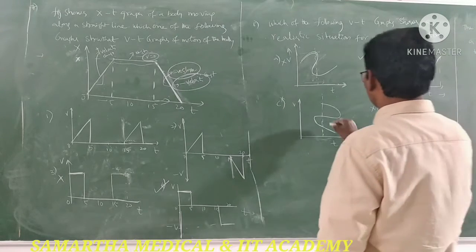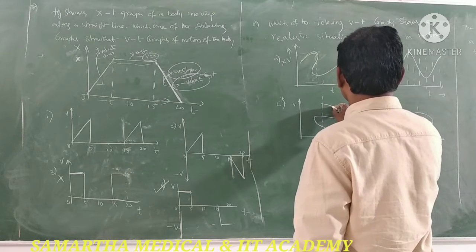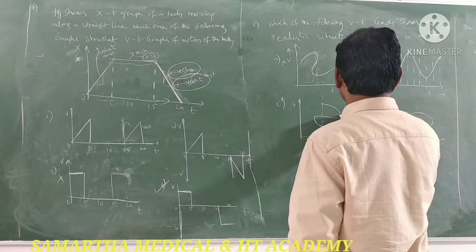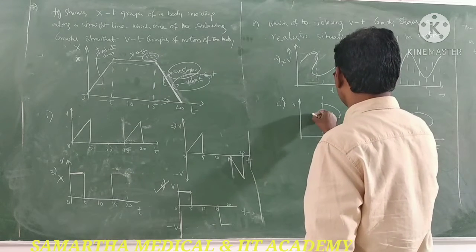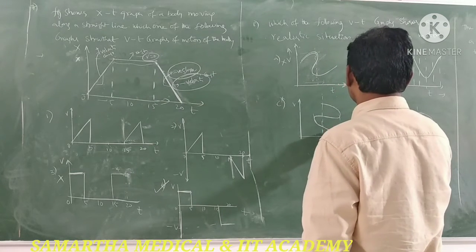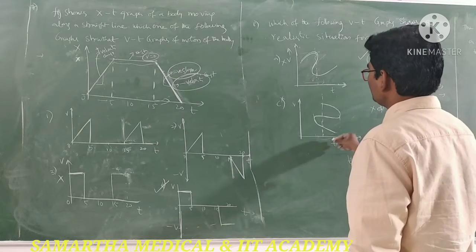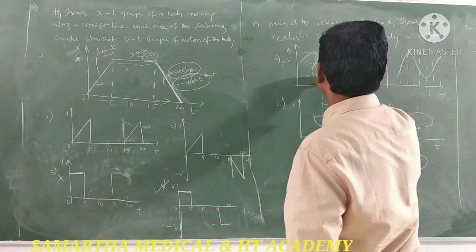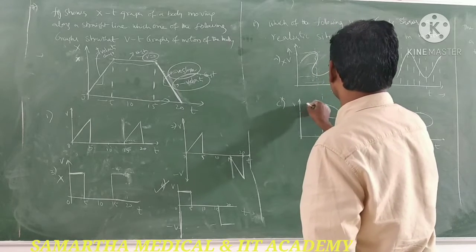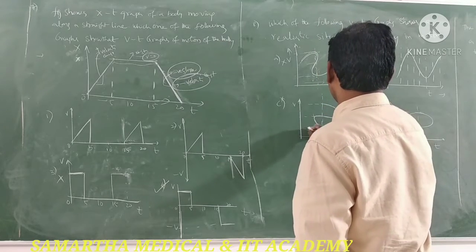So if you observe, suppose the particle is going in this direction, it is coming like this. But here, if you observe, it is showing negative time from here to here. Again it is showing the same time only. So it is not possible. You are finding different velocities at the same time. Here also you are finding different velocities at the same time.